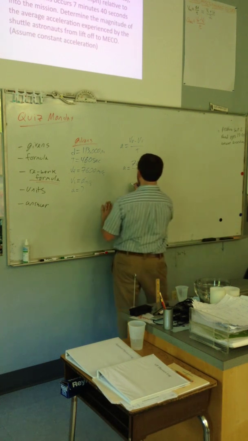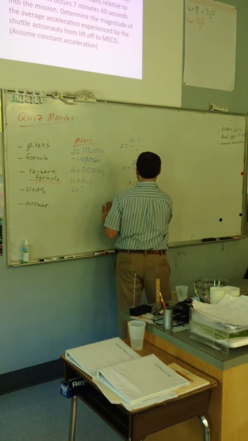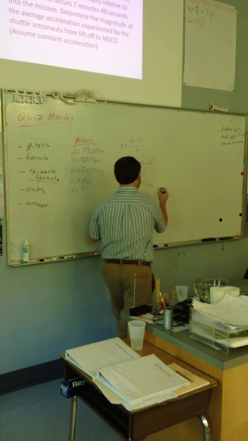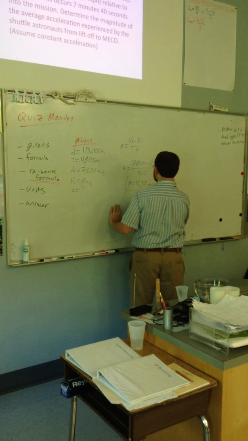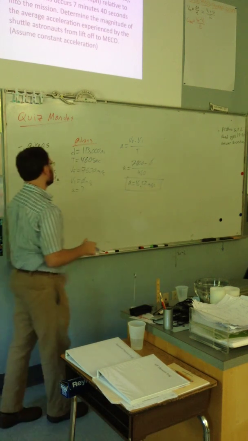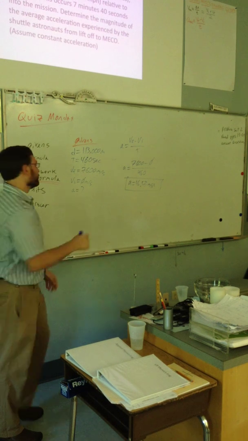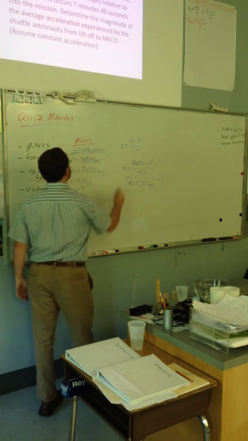So, 7,600 over 460 is 16.52. Okay. So my acceleration then is 16.52 meters per second squared. What did I do with the distance? You don't need to use it, right? Yeah, it's extra information, right?